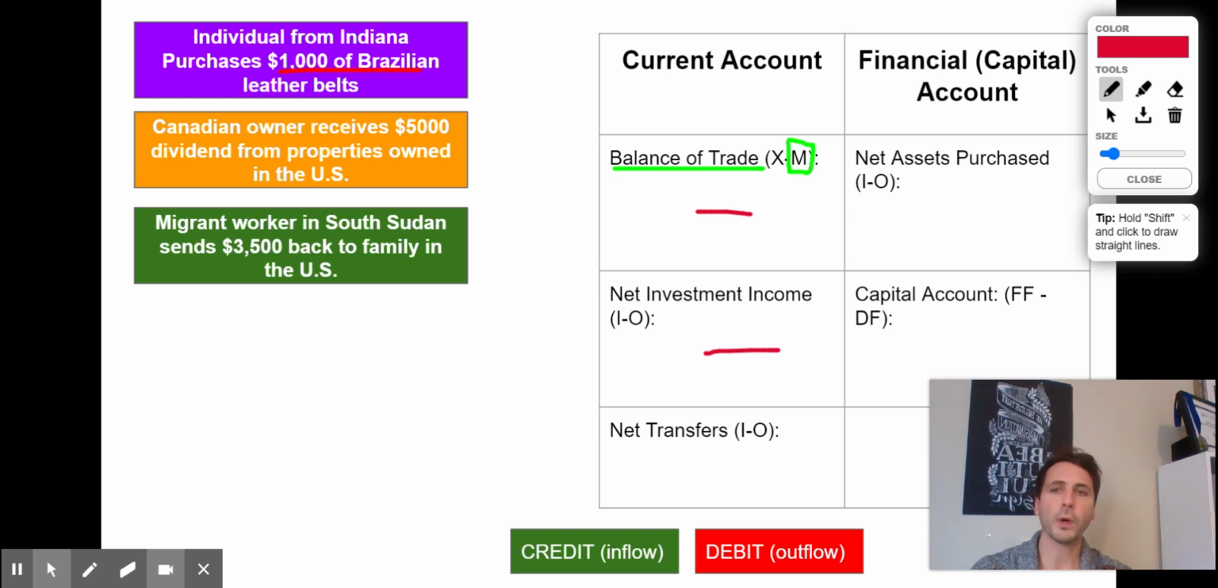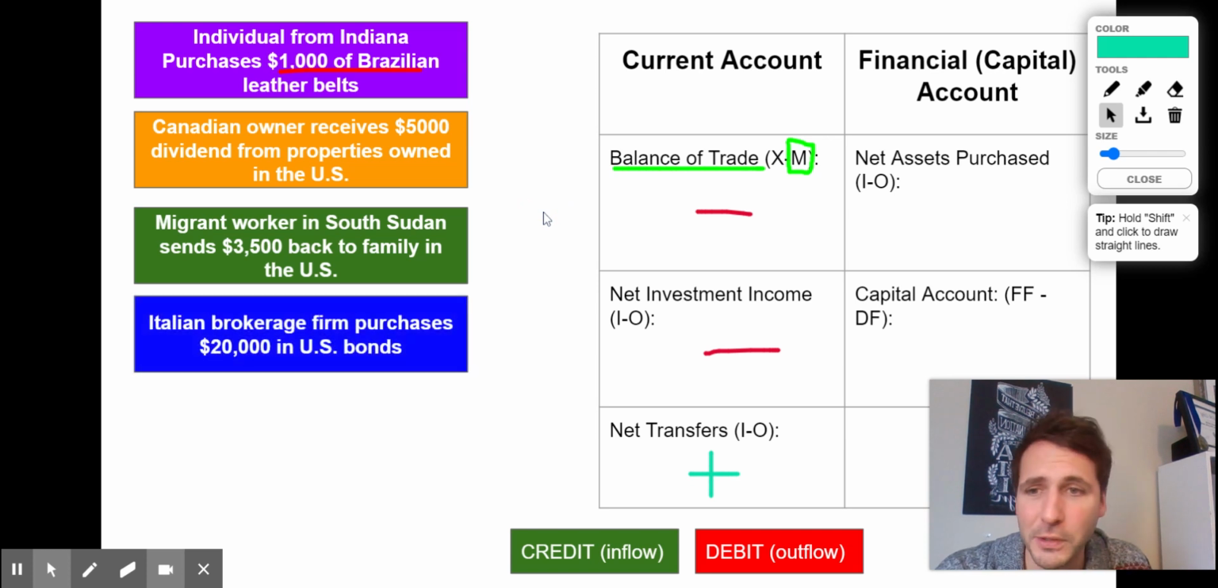Okay, third one, a migrant worker in South Sudan sends $3,500 back to his family in the United States. Okay, so what is this? This is a remittance payment. We call it a net transfer. Is it inflow or outflow? Is money coming in or money going out? Of course, money is coming in. So this will show up over here under net transfer, it is a positive. It is an inflow into the United States as a result, right? This is really the crux of what you need to be able to do.